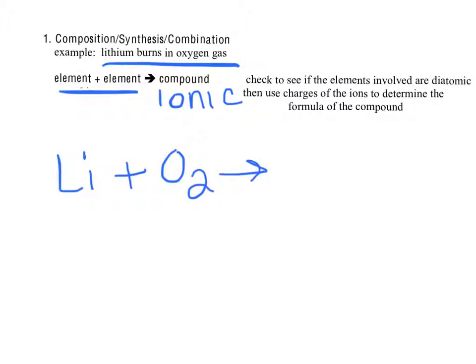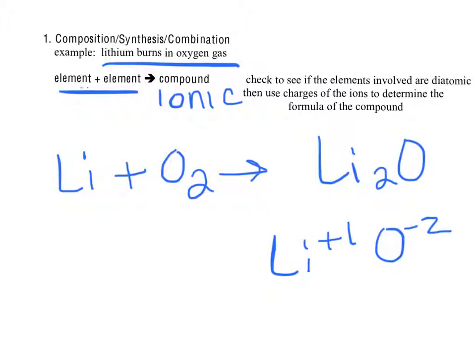There's a middle step here before you get to your final compound where the oxygen molecule will split apart using something called bond energy. You'll have 2 separate oxygen atoms then. And then the lithium will lose electrons, the oxygen will gain electrons, and you end up with your ions that will form your compound. Now we have to have a neutral compound, so we'll have to have 2 lithiums for every 1 oxygen. So that's your final compound, lithium oxide.